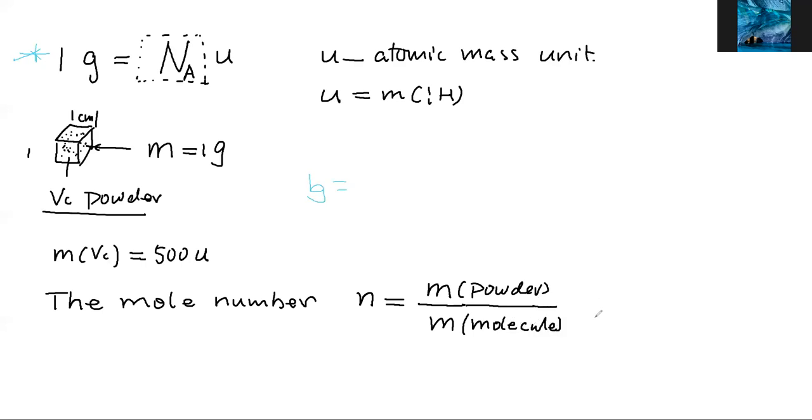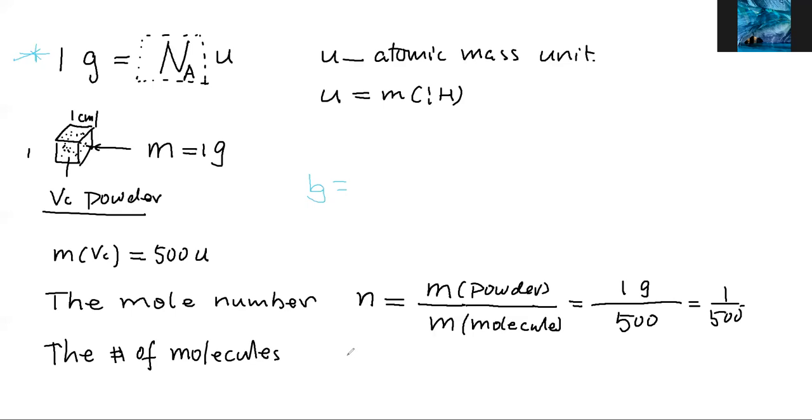Can you see the formula here? What we took is 1 gram. We need to work out how many moles first. So that is 500. By doing so, what we have is 1/500. That is the molar number. Once you know the molar number, then you can work out the number of molecules, in this case vitamin C molecules.